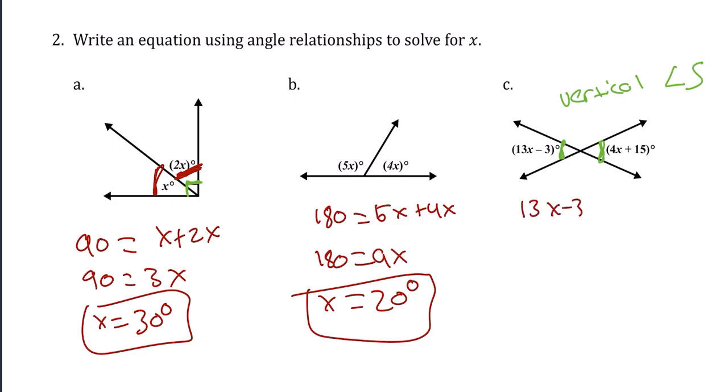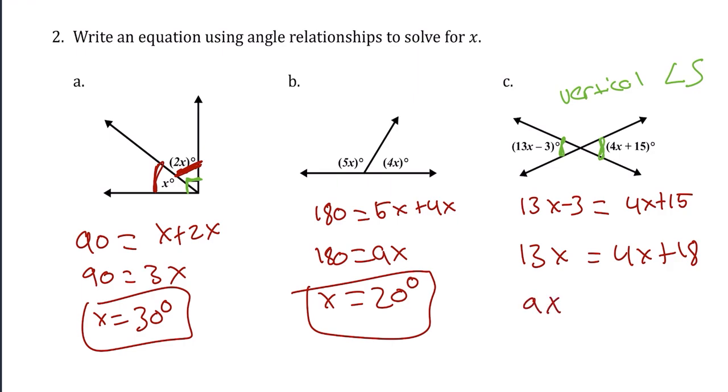We're just going to say 13x minus 3 is equal to 4x plus 15. We can add 3 to both sides. We can get 13x equals 4x plus 18. Subtract 4x from both sides. We can get 9x equals 18, or x equals 2.